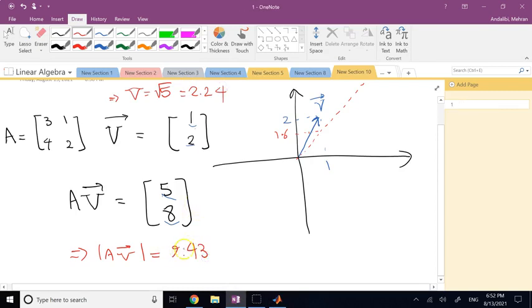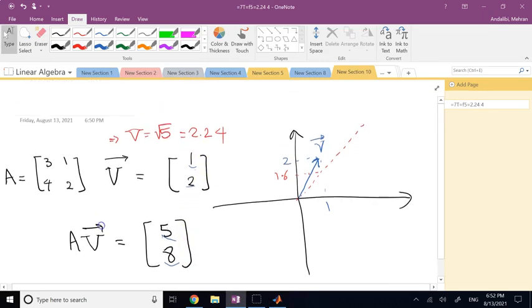So you see, magnitude-wise, it is about 4 times or more than 4 times bigger. So A times V is going to be on this line, but 4 times bigger than V, so it's probably something like that. Okay, so multiplying a matrix by a vector will resize it and reorient it, correct?